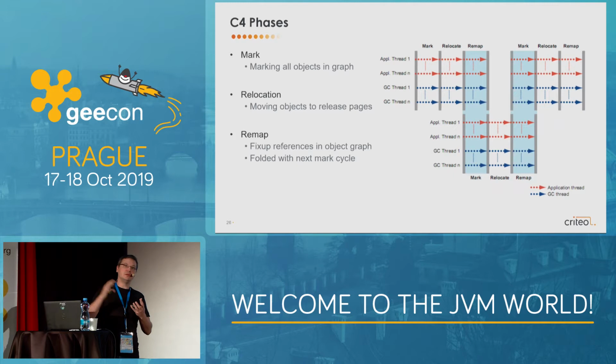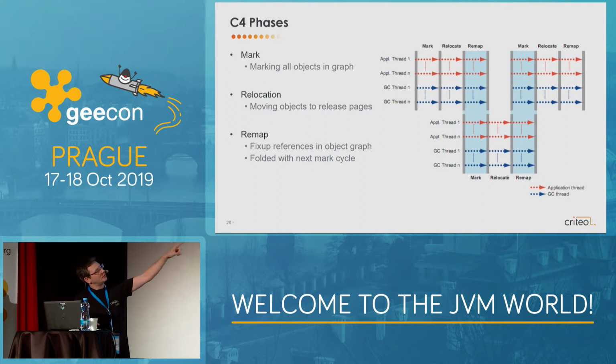So as we remap and update all the references, we can also mark the object for the next cycle. So we have this kind of schema where the remap phase of the current cycle will start the mark phase for the next cycle and go on.